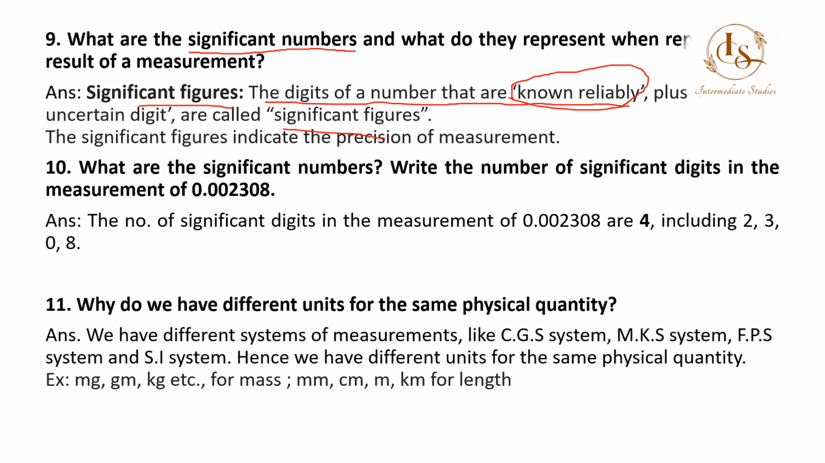They have asked one more question: what do they represent when reporting the result of a measurement? Simply, the significant figures indicate the precision of a measurement, that you need to mention. Here they asked two questions: what are the significant numbers, so you need to define that. And what do they represent while reporting the result. For that you need to write that it will indicate the precision of the measurement. That is the second answer.